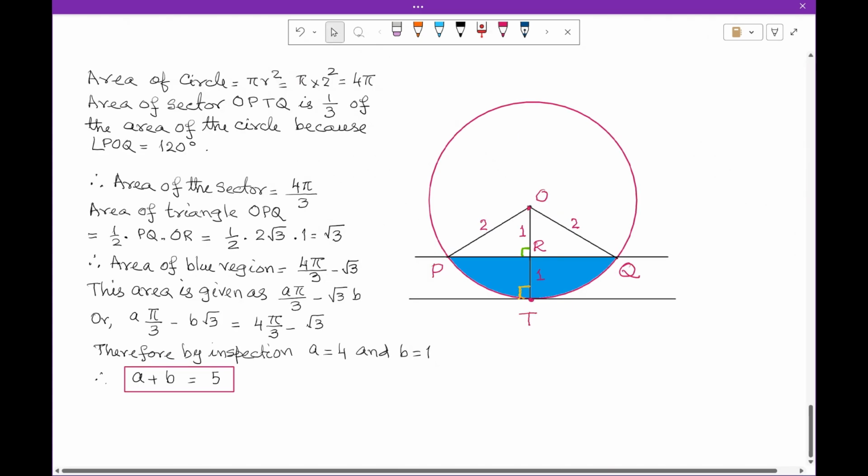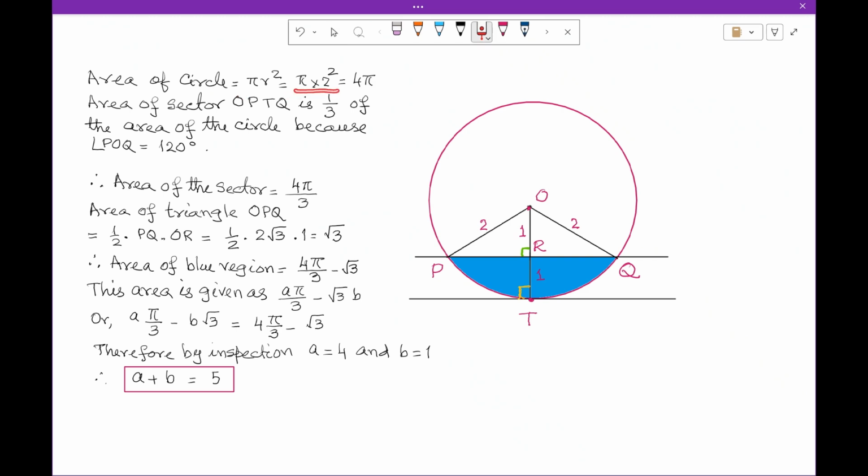Area of the circle is pi r square, and r being 2, it is pi multiplied by 2 square, which is 4 pi. Area of the sector OPTQ, this area is 1/3 the area of the circle, because the central angle here is 120 degree. Therefore, area of the sector is area of the circle divided by 3, or 4 pi divided by 3.